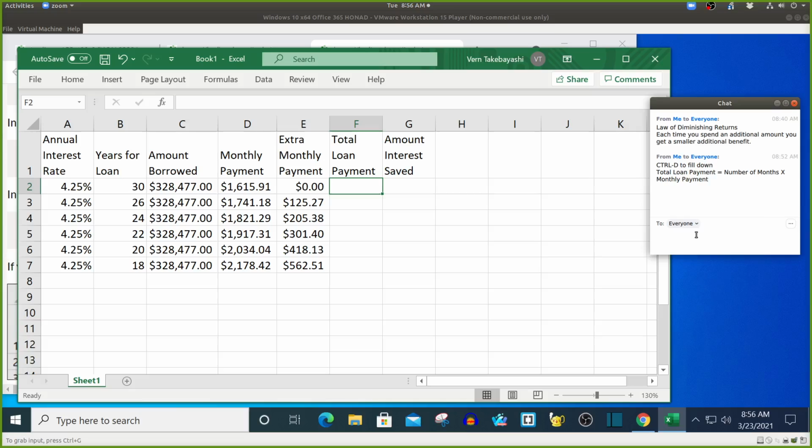Okay, so the total loan payment is the number of months times the monthly payment. Okay, so if I said, all right, you have to pay $100 for 10 months. How much is the total payment? Well, you just go 100 times 10, so that's 1,000, right? So we're going to do the same thing here.